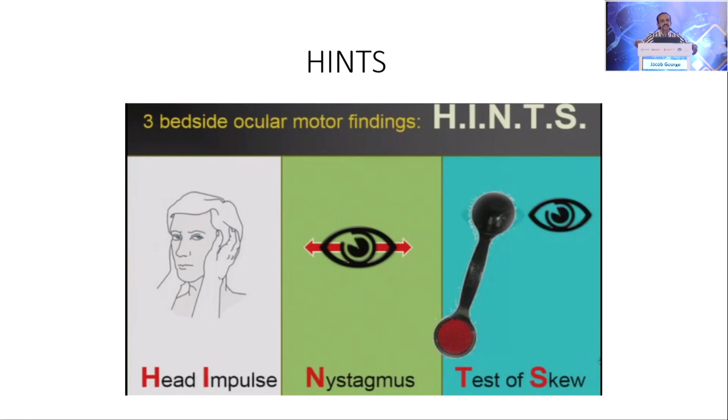And nystagmus, if it is unidirectional, it is mostly peripheral, but at the same time, a vestibular root entry zone infarct, like an ICA infarct, may also produce a unidirectional nystagmus. But if the nystagmus is bidirectional, the problem is central. Bidirectional nystagmus cannot be produced by a peripheral vestibular lesion. And test of skew, if it is present, it favors a central lesion. Peripheral vestibular lesion does not produce a positive skew deviation. So these are the three bedside tests by which you can easily differentiate between central and peripheral.